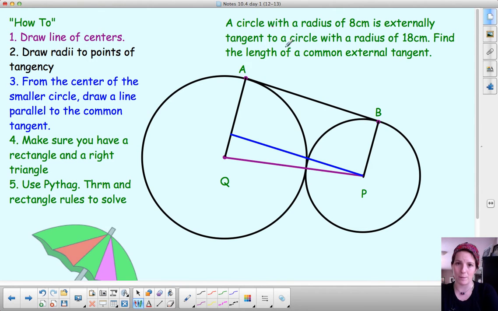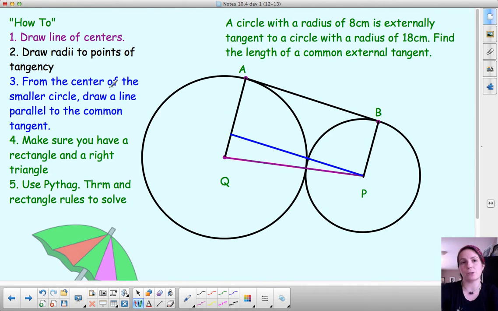So when we look at this problem, they gave me everything that was in black. That was what the picture looked like. I had my two circles, I had this radius QA, I had this radius PB, and I had segment AB. So that's everything that they gave me. Now, when you have externally tangent circles and you're asked to find something about them, what we need to do comes in 5 basic steps.